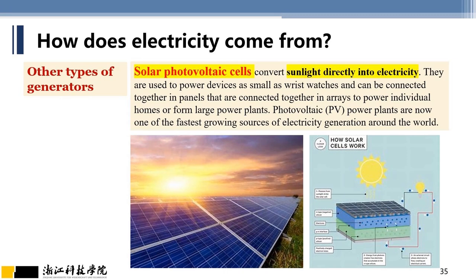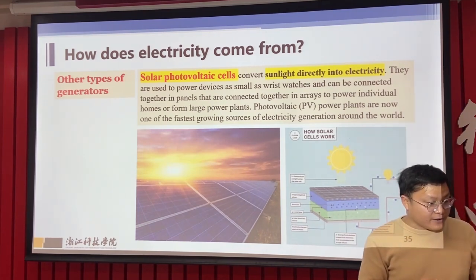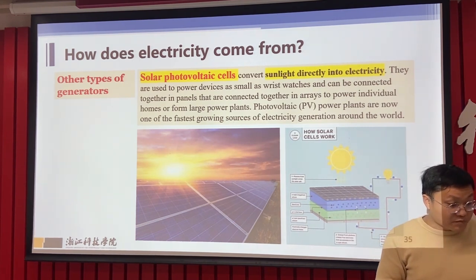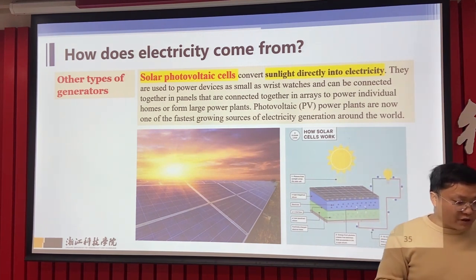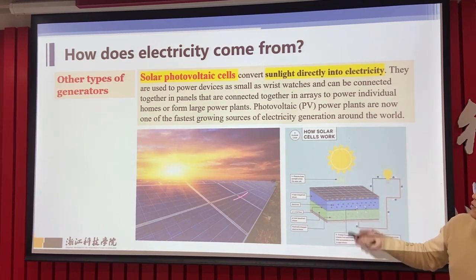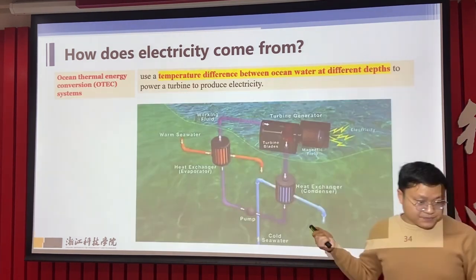Solar photovoltaic cells convert sunlight directly into electricity. They are used to power devices as small as wristwatches, and can be connected together in panels that are connected together in areas to power individual homes or form large power plants. Photovoltaic power plants are now one of the fastest growing sources of electricity generation around the world.